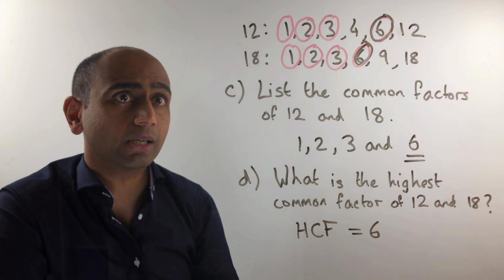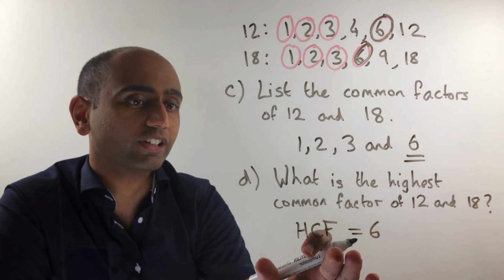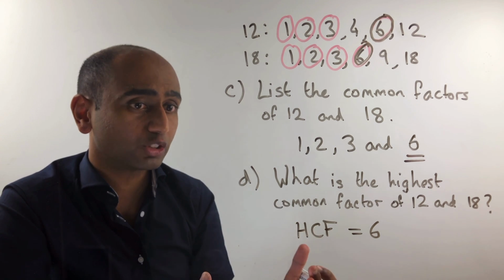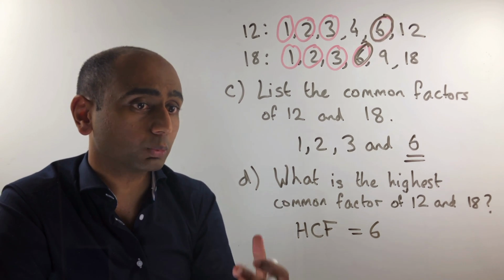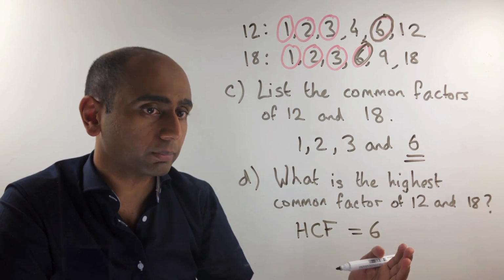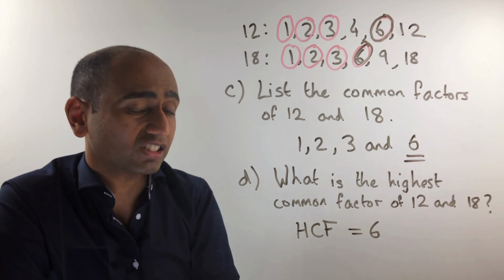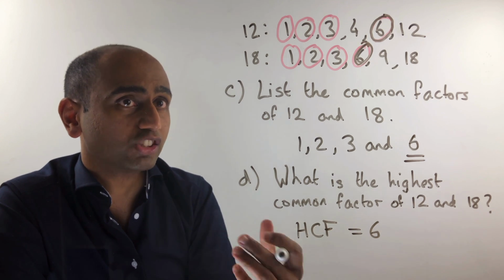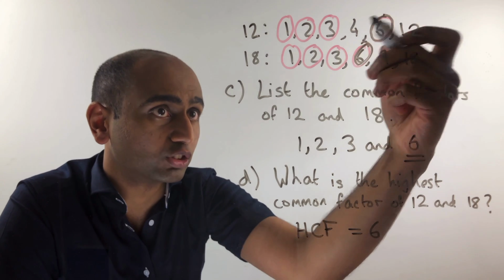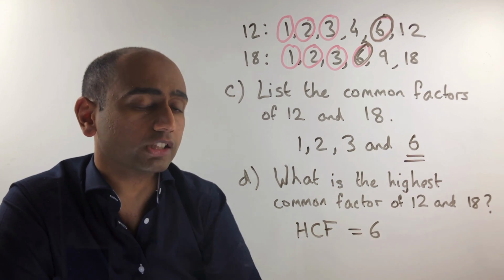Sometimes students get mixed up and they start thinking about the lowest common factor. The lowest common factor of two whole numbers is never going to be interesting. The lowest common factor will always be 1 because 1 goes into every single whole number. So you won't get asked about lowest common factors in general. Highest common factors are more interesting because you actually have to do some working out to come up with your answer.